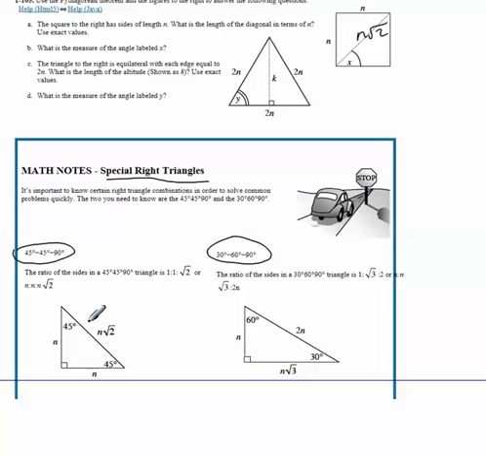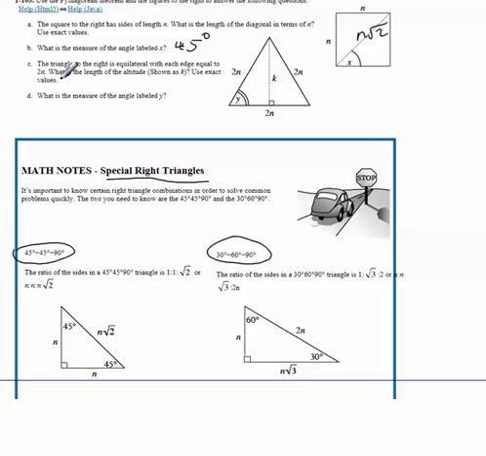Remembering that? I hope so. Okay, for B, what is the measure of the angle labeled x? Well, that's cutting a 90-degree angle in half. If that's a square, half of 90 is 45, so x is 45 degrees.